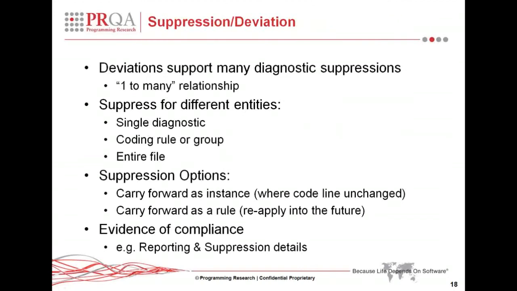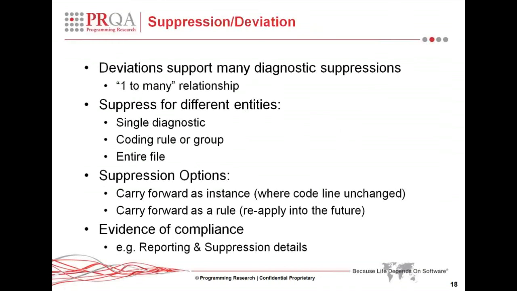So just to summarize that whole discussion about suppressions and deviations, I introduced the idea of a deviation. It's basically an authorization for a diagnostic suppression. It's a one-to-many relationship. One deviation supports many suppressions. You can suppress different types of entities. You can suppress a single diagnostic. You can suppress an entire coding rule or group of messages, or you can suppress an entire file.